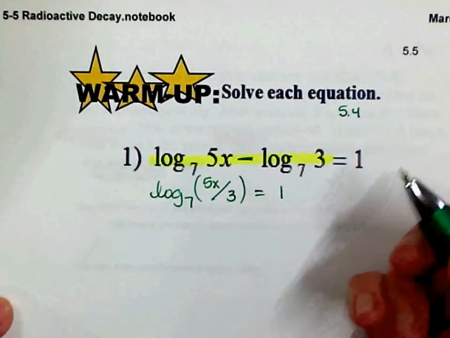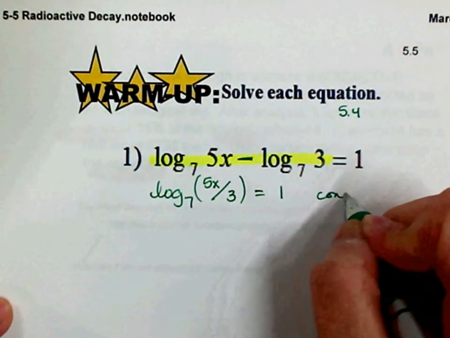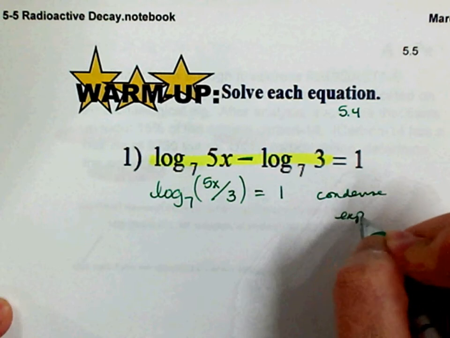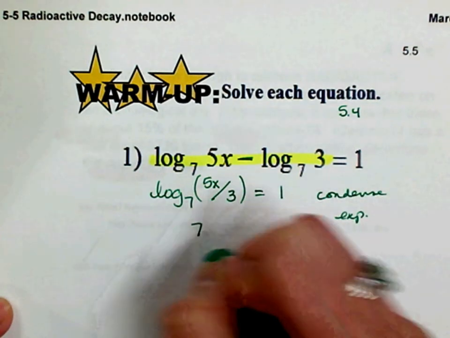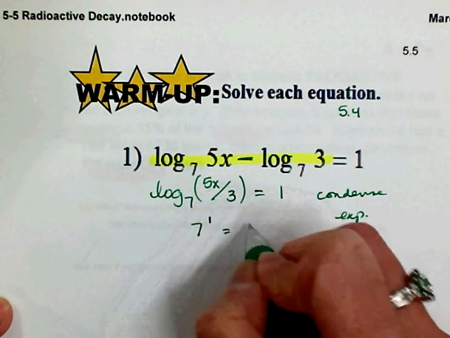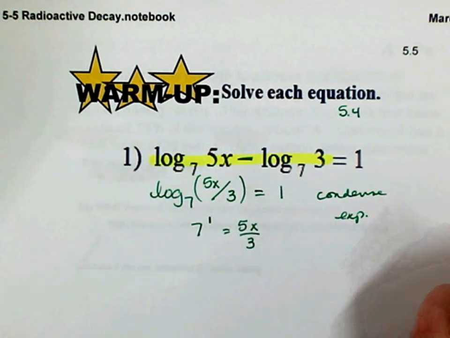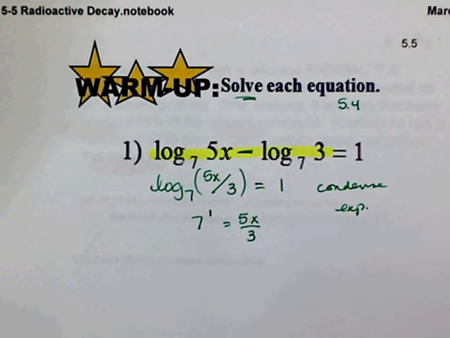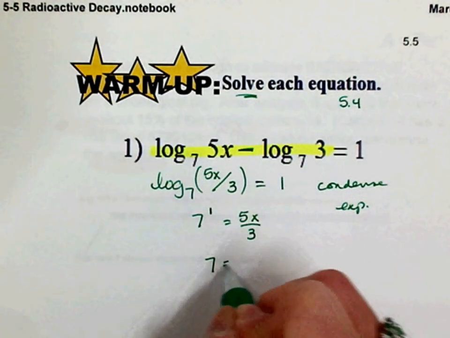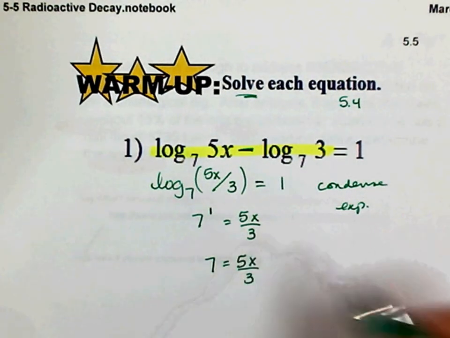You can change it to exponents. So what's your base? 7 to the y, 1 equals 5x divided by 3. And now you can solve for x, because it says to solve. 7 to the first power is 7, which is equal to 5x divided by 3.